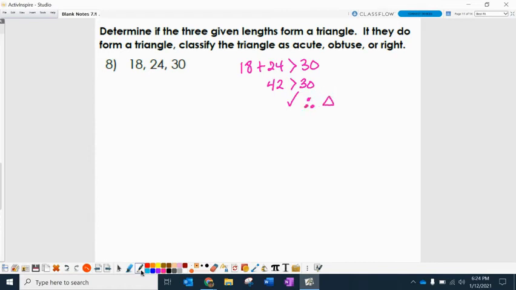And we're ready to move to step 2, which is to decide what kind of triangle it is. We want to classify it. So how does c squared compare to a squared plus b squared? I really do like the fill in the blanks. Okay, so c is my largest side, so that's going to be 30 squared. A squared and b squared, it doesn't matter which one I put where, but they have to be the two smallest sides. So 18 squared plus 24 squared.